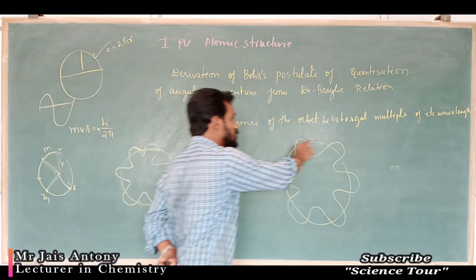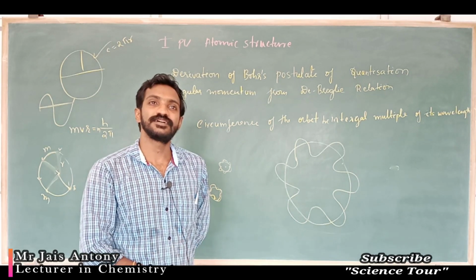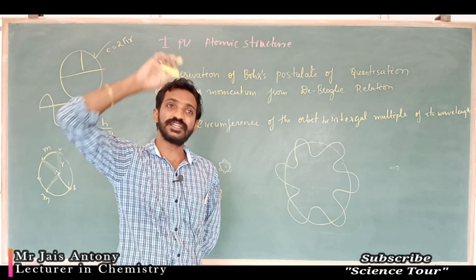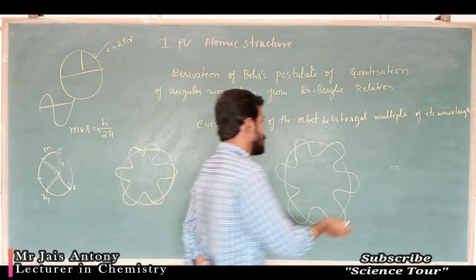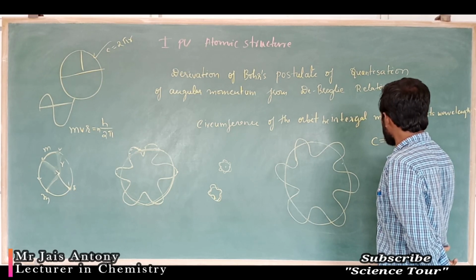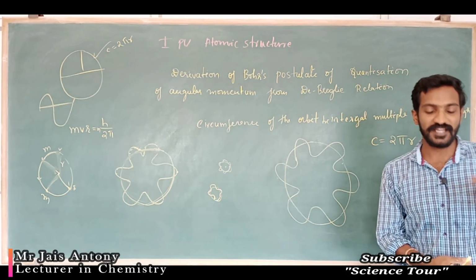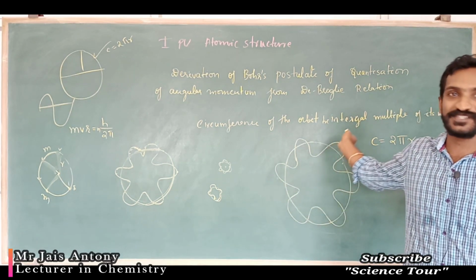So how big it forms circumference? It depends on wavelength. As the number of waves increases, the circumference is more of an integral multiple of its wavelength. Circumference C is nothing but 2 pi r. It is a pure mathematical formula, circumference 2 pi r. I am not going to derive this circumference formula.